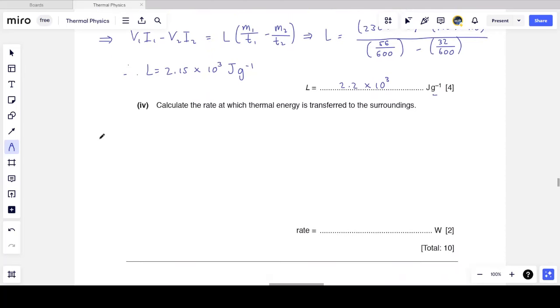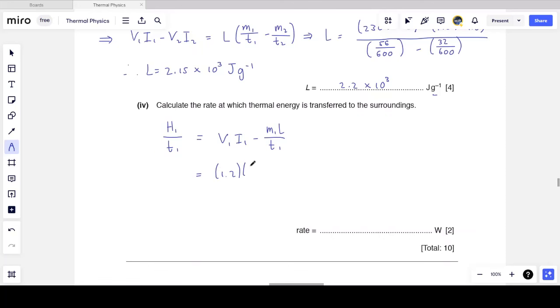Roman numeral 4 says calculate the rate at which thermal energy is transferred to the surroundings. Well, thanks for letting us know, but we've already done the hard work. They want me to find H1 over T1 or H2 over T2. Those two are going to be the same. So I'm going to use the equation that has H1 over T1 in it, which is V1I1 minus M1L divided by T1. And then I can go back and use my value for L that I've calculated and solve for this.